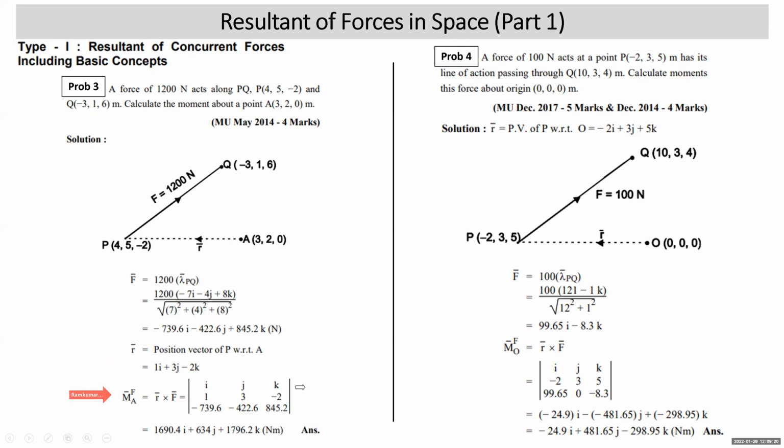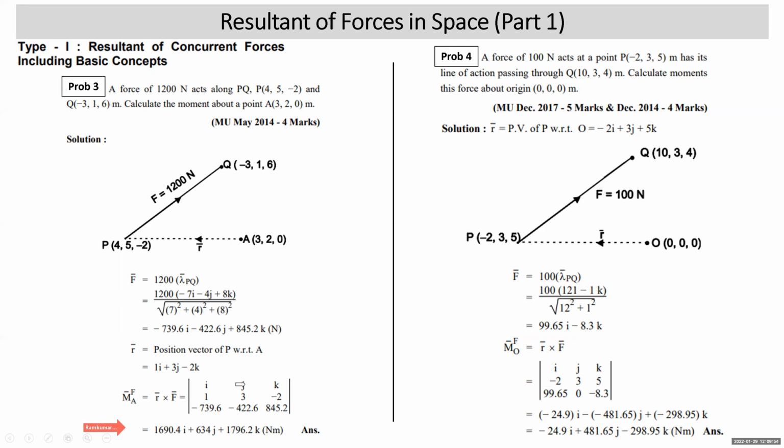So then you'll show I, J, K. The coefficients of R bar are 1, 3, minus 2. Force vector coefficients are minus 739.6, minus 432.6, plus 845.2. You solve it and then you get the answer. How do you solve it? Although you know it well, for the I coefficient, row and column cancelled: 3 into 845.2 minus 432.6 into minus 2. So that comes out to 1690.